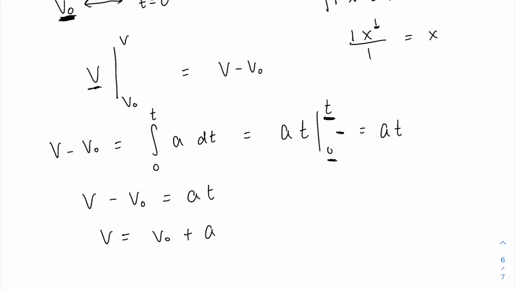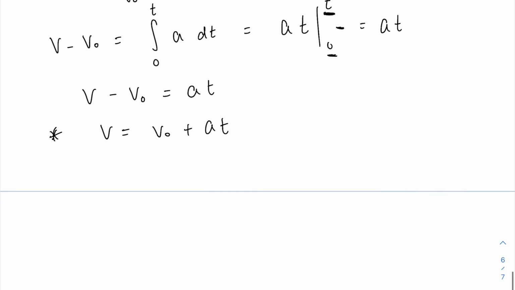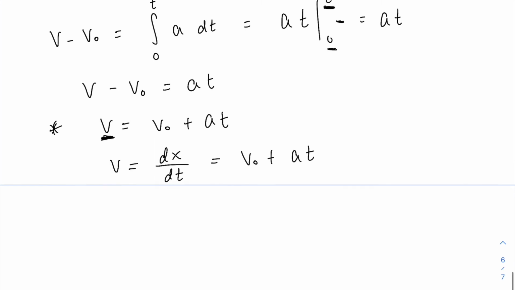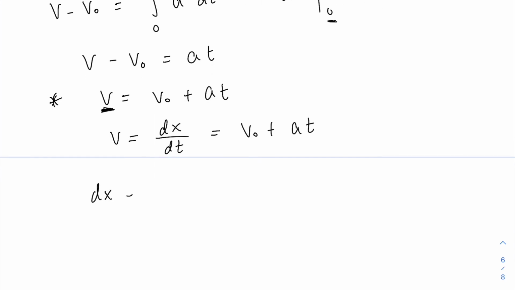And then solving for v, we get v naught plus a t, which is one of the kinematic equations that we have. Now we want to solve for another kinematic equation, and the way we can start that is by setting this velocity equal to, this is the derivative of x with respect to time. And we're going to set that equal to v naught plus at. Okay, so we'll multiply both sides by dt again. So we'll have dx is equal to v naught plus at, all times dt.